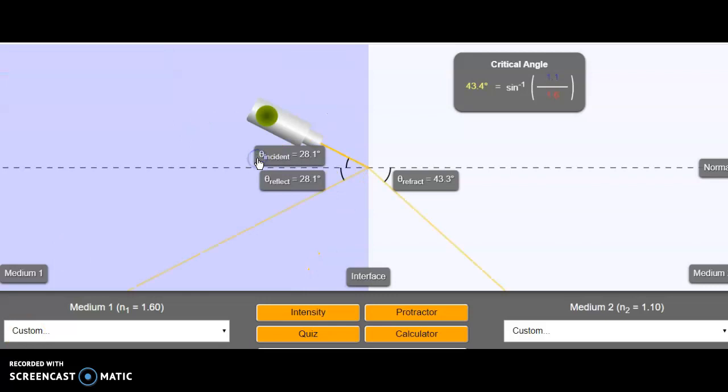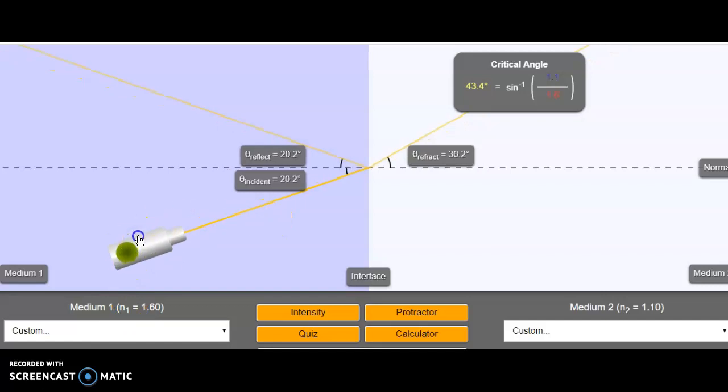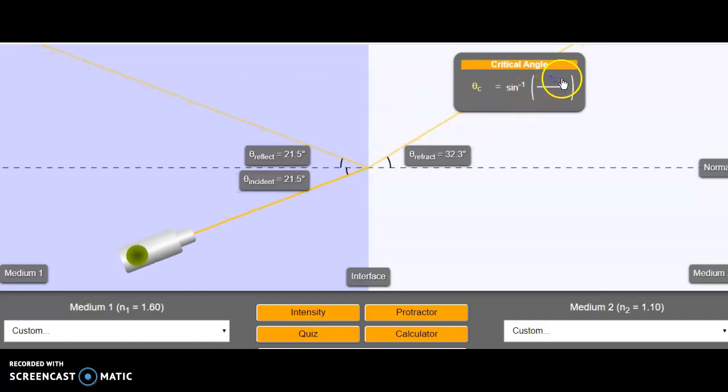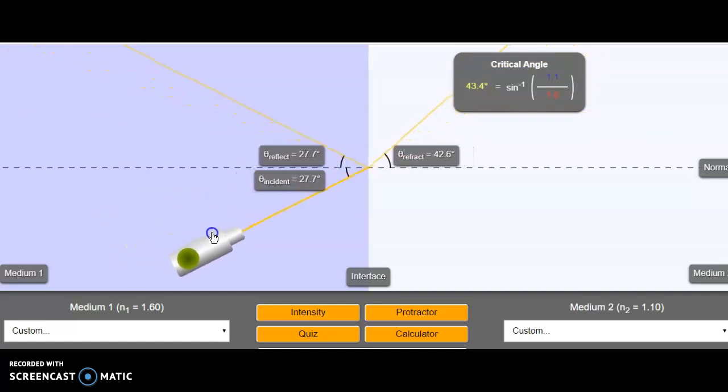Look at this. I have two different media. The first one is 1.6, the other is 1.1. How do I know this is n1? Because light comes from it. So this is the angle. Critical angle equals inverse sine of 1.1 over 1.6, which is 43.4 degrees. Less than 43.4, I have refraction. So you could see that I have a refraction.